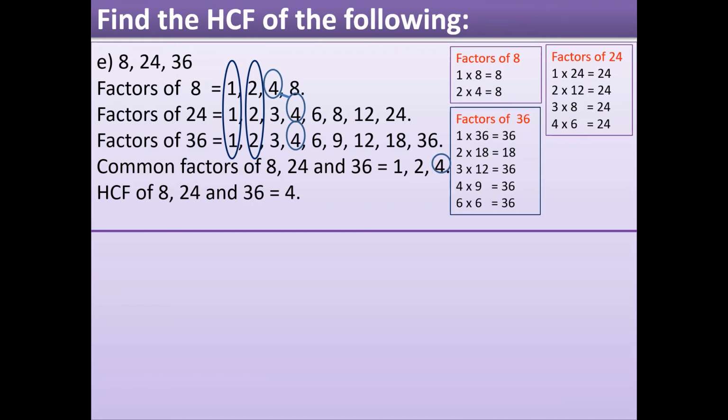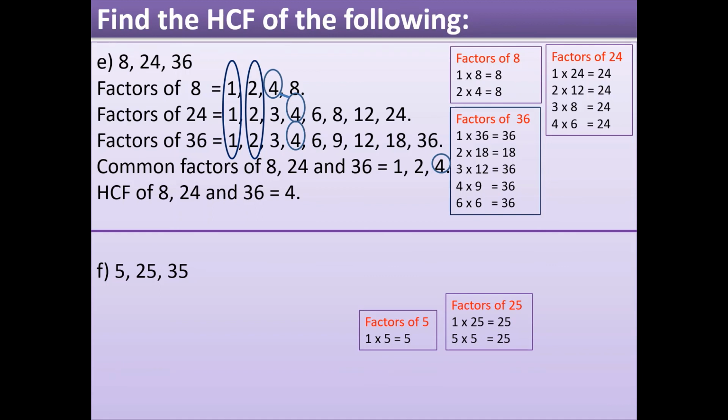For the last question, question number F, find the HCF of 5, 25 and 35. First we will write the factors of 5 like this. Then we will write the factors of 25 like this. And then we will write the factors of 35 like this.